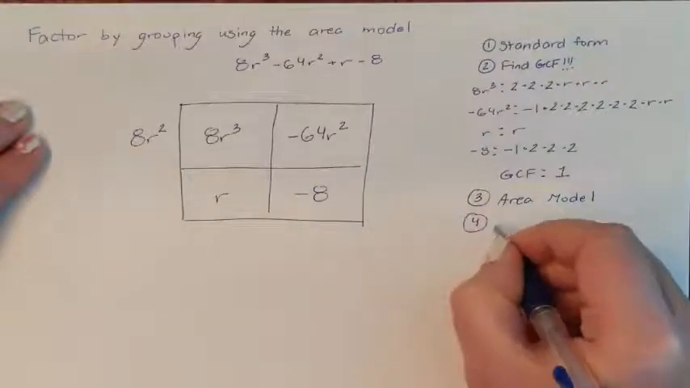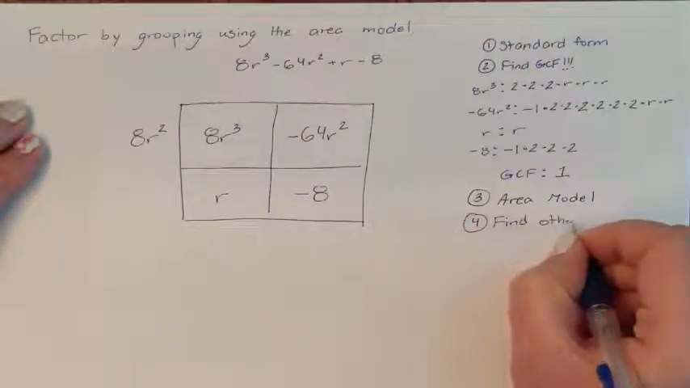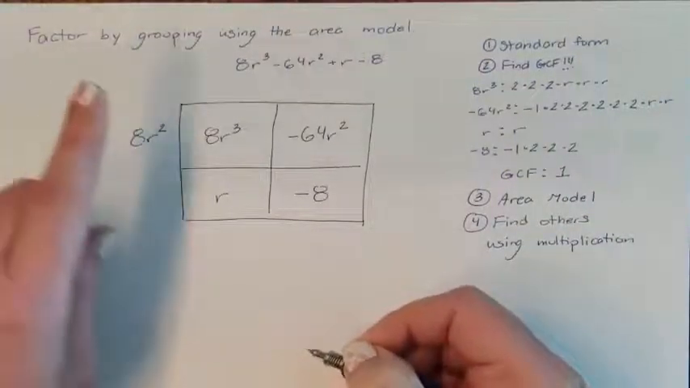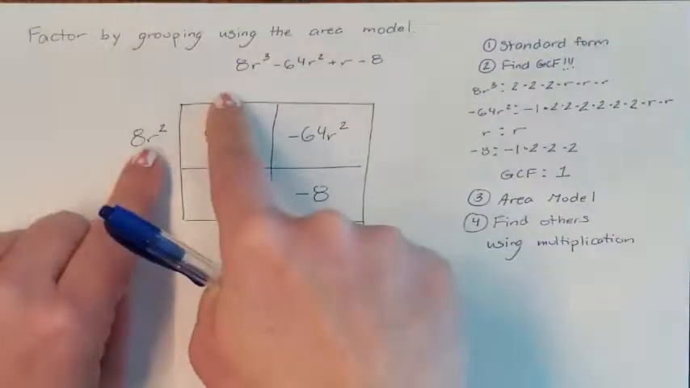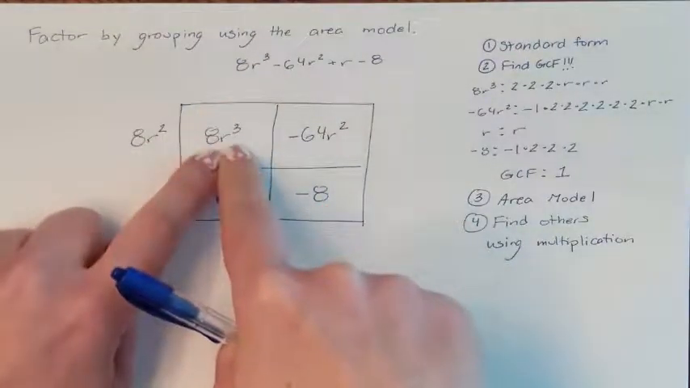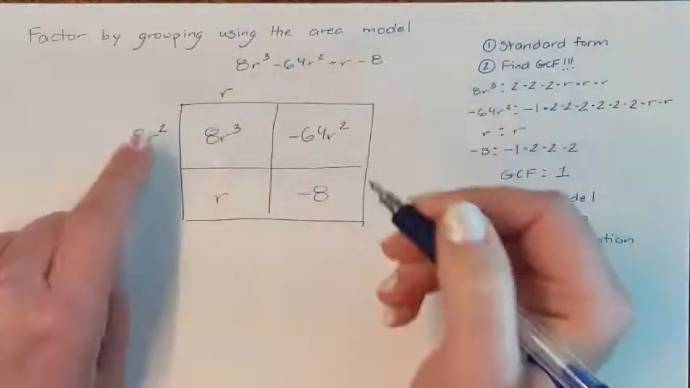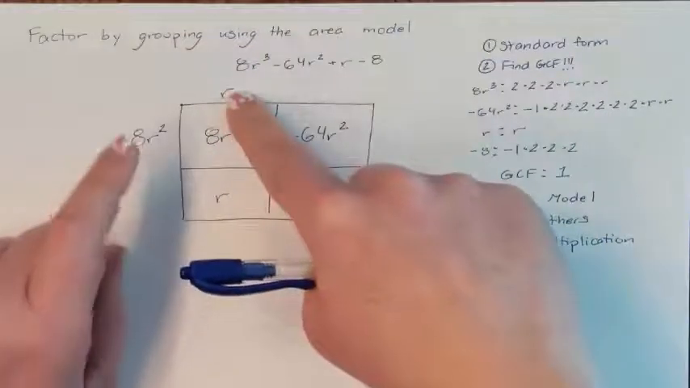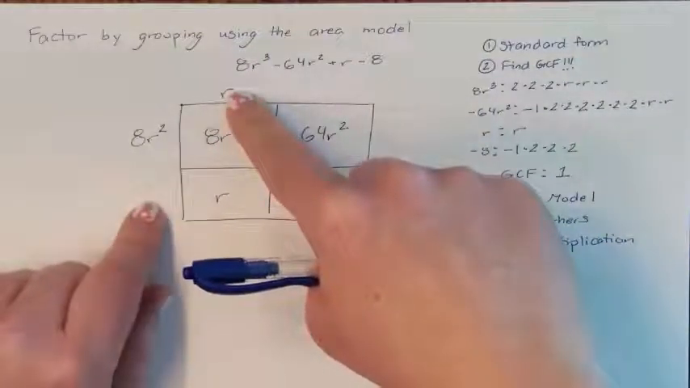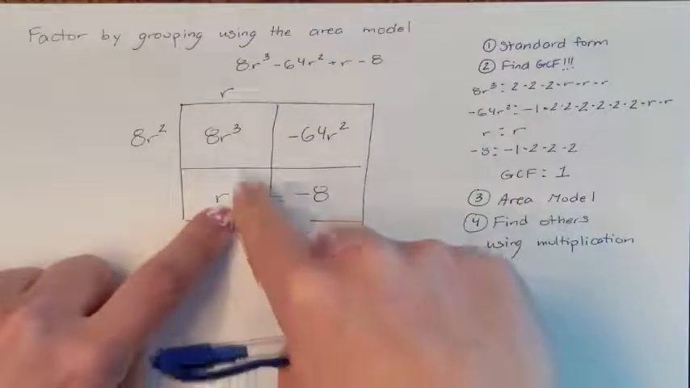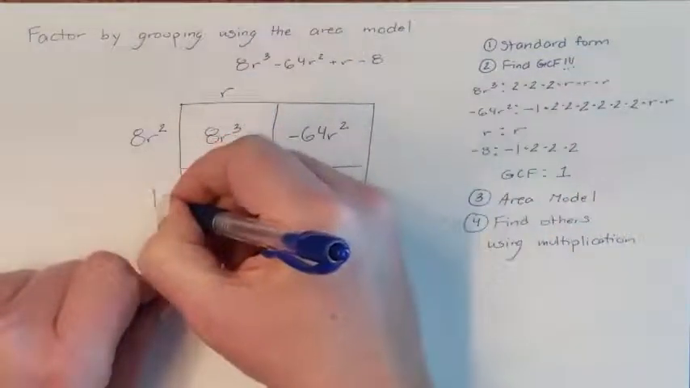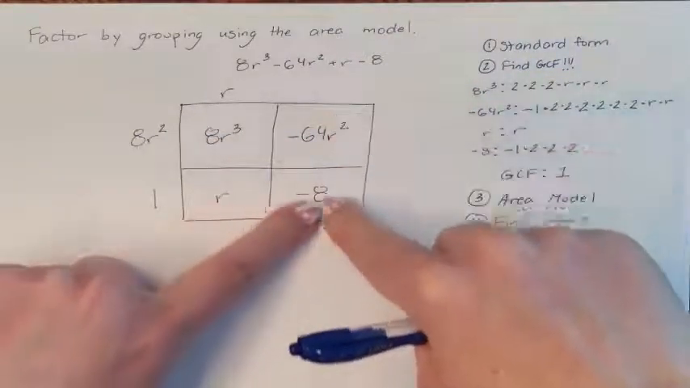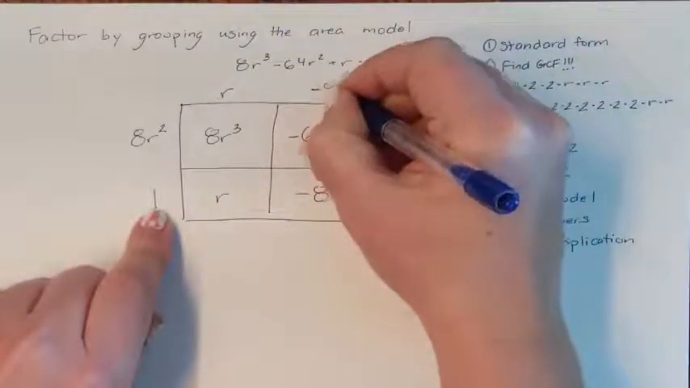After this, you are going to find the others using what you know about area models and multiplication. So if this is 8r squared, whatever number goes right here had to multiply with the 8r squared to get an 8r to the third. So this must be r, because 8r squared times r is 8r to the third. If this is r, a number needs to go here, so this number times r gives me r. The only thing that times r to get r would be 1. If this is a 1, some number up here times 1 needs to give me negative 8. So this must be a negative 8.